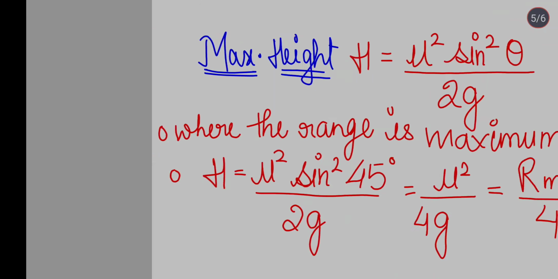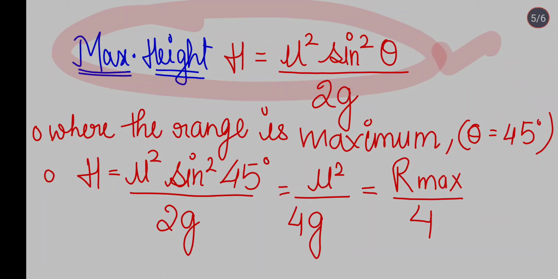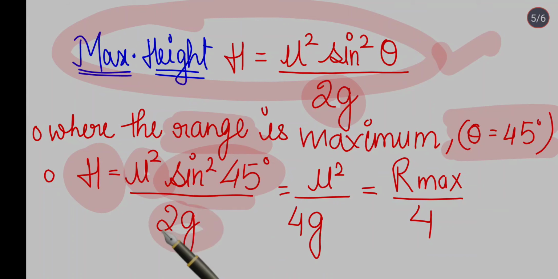This was it. Then you have the maximum height, which is H. H is found by u squared sin squared theta upon 2g. Where the range is maximum, theta is going to be 45 degrees. These are the points that you need to remember. In that case, H will be u squared sin squared 45 upon 2g, then u squared upon 4g.